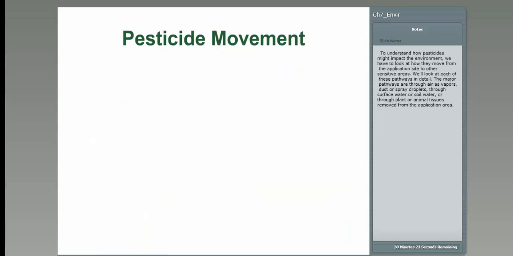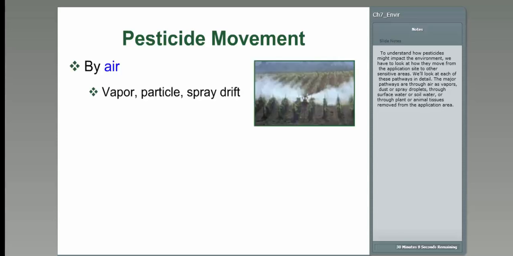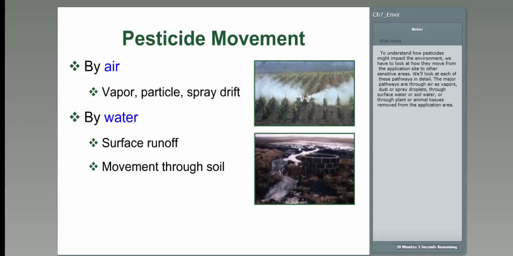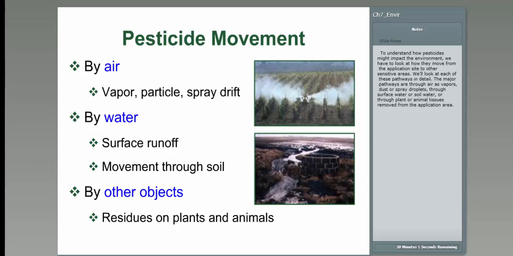To understand how pesticides might impact the environment, we have to look at how they move from the application site to other sensitive areas. We'll look at each of these pathways in detail. The major pathways are through air as vapors, dust or spray droplets, through surface water or soil water, or through plant or animal tissues removed from the application area.